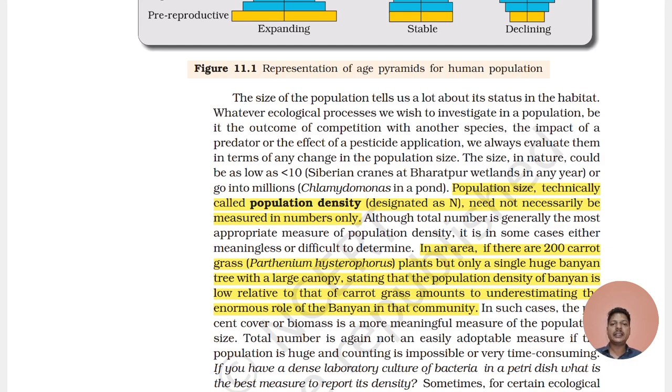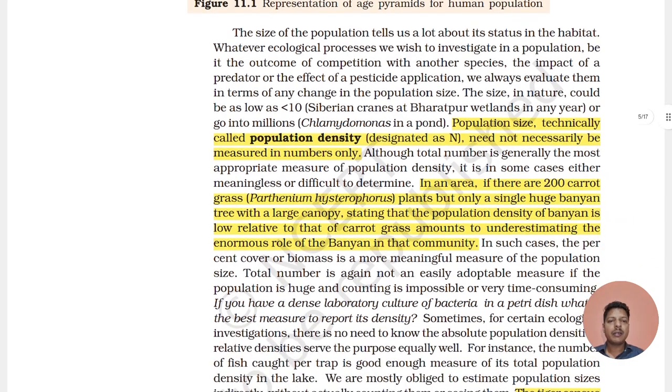Then population size, technically called population density, designated as N. What is the symbol of population density? It is capital N. So here the same example is given. In an area, if there are 200 carrot grass, that is Parthenium hysterophorus plants, but only a single huge banyan tree with a large canopy, stating that the population density of banyan tree is low relative to that of carrot grass amounts to underestimating the enormous role of the banyan tree in that community.